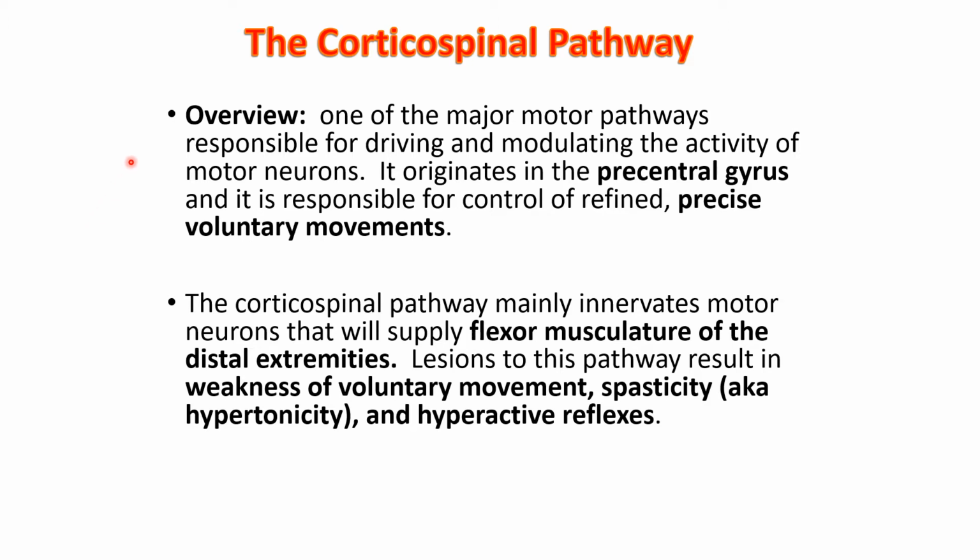Recognize that the corticospinal tract originates in the precentral gyrus and is responsible for precise voluntary movements. The corticospinal tract mainly innervates flexor musculature of distal extremities, and damage to that pathway produces a weakness of voluntary movement, spasticity, and hyperactive reflexes.